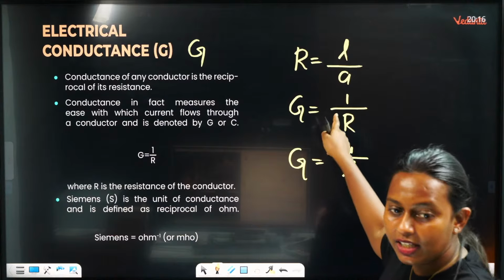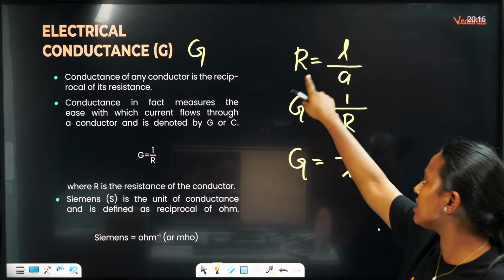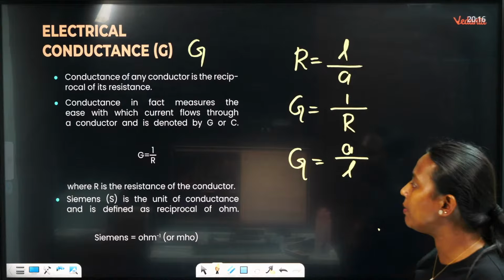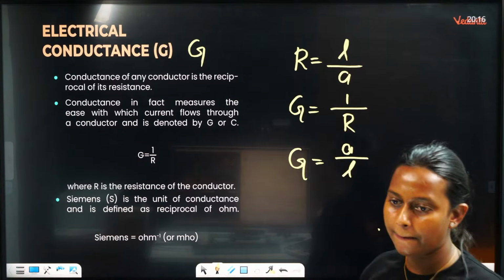Clear? So it is normally L by A in a resistance. So when you take the reciprocal, A by L comes. Clear? I hope it's clear.